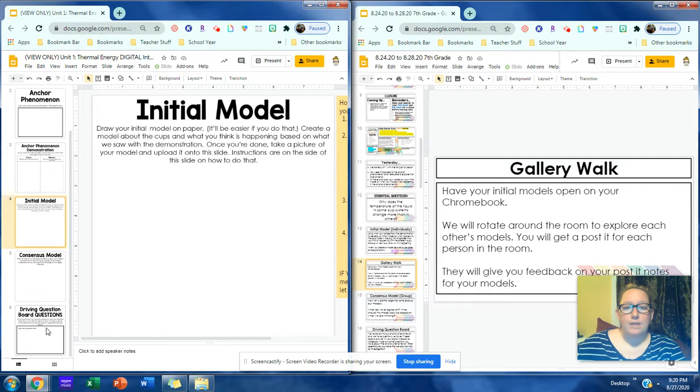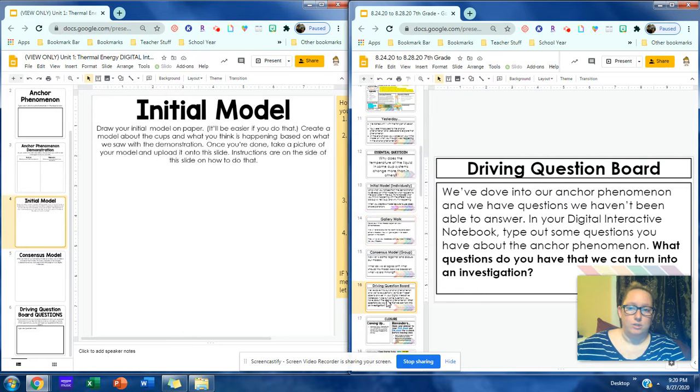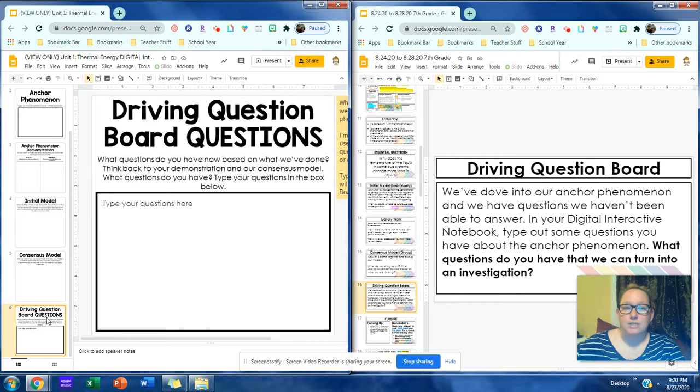So really the only thing I need you to make sure you have done is your initial model. And then I want you to think of some questions. Okay, we looked at our anchor phenomenon, and we have questions that we haven't been able to answer. We don't know everything that's going on. We don't know why one cup is working better than the other. Okay, what questions do you have? What questions do you have that we can turn into an investigation?